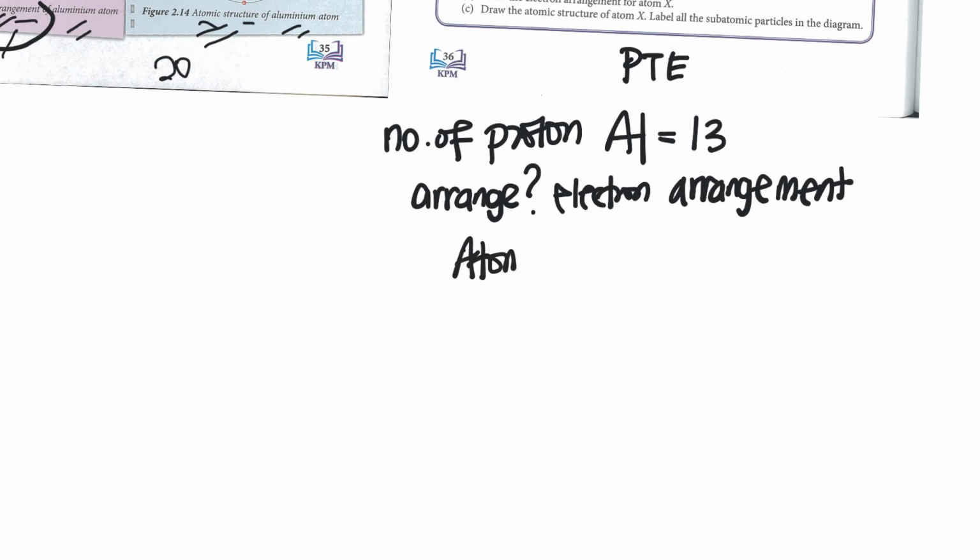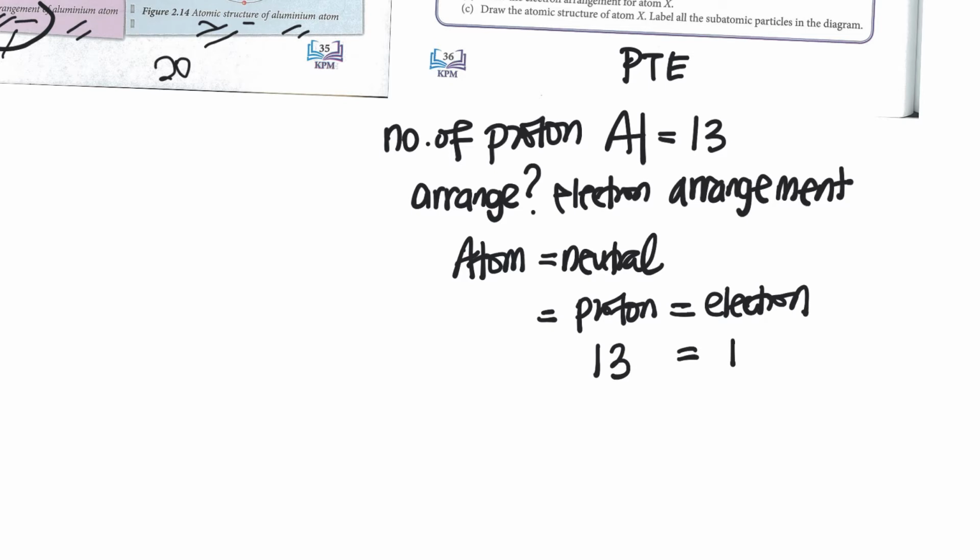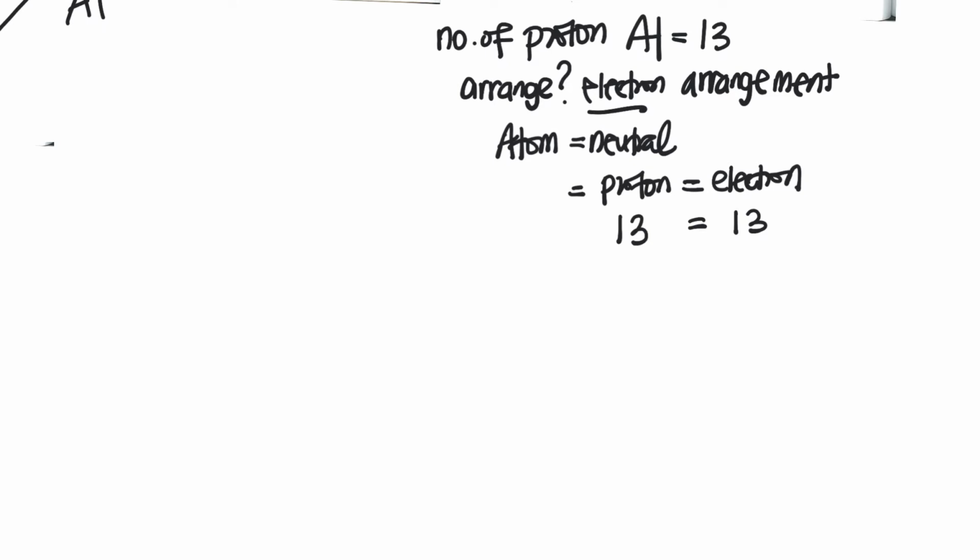I hope you still remember that atom is neutral. What is meant by neutral is when we have proton, it is also equal to the number of electron. So when the proton is 13, the electron will be 13 also. So let us arrange the electron arrangement before we draw. Okay, how to arrange? Still remember the first shell, this is aluminium nucleus. The first shell can occupy 2 electrons only. So how to arrange 13?